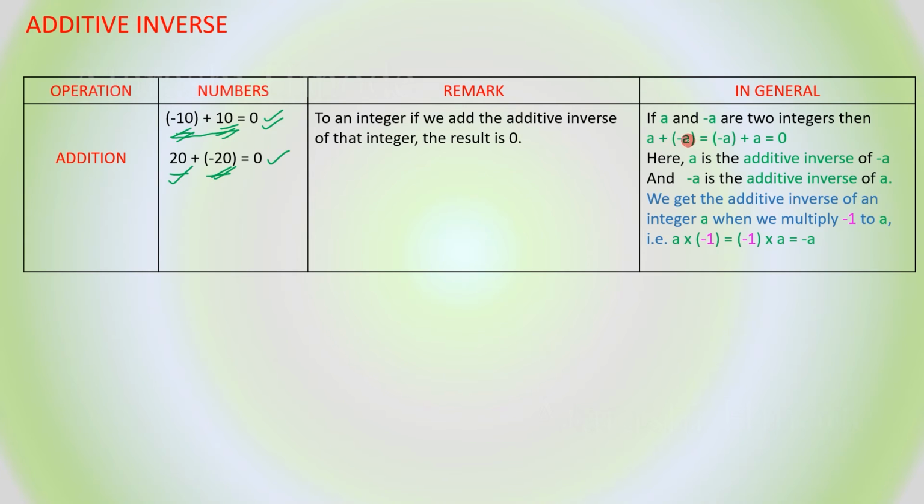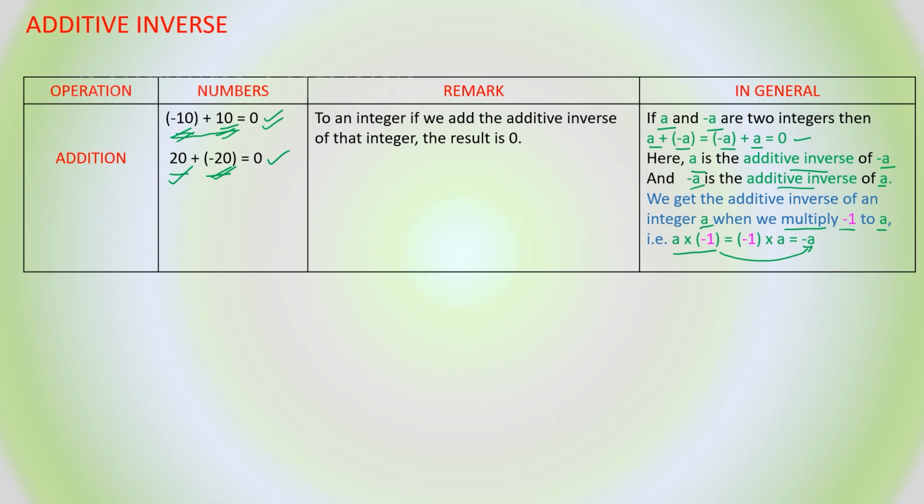So, in general, if a and minus a are two integers, then a plus minus a equals minus a plus a, that is equal to 0. Here a is the additive inverse of minus a and minus a is the additive inverse of a. We get the additive inverse of an integer a when we multiply minus 1 to that integer a. That is, a into minus 1 equals minus a.